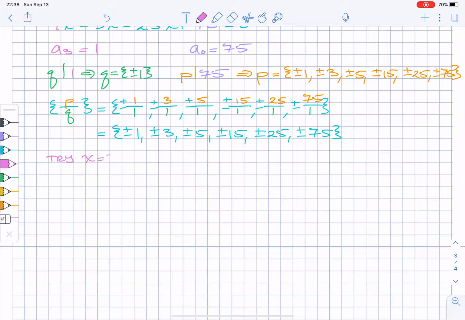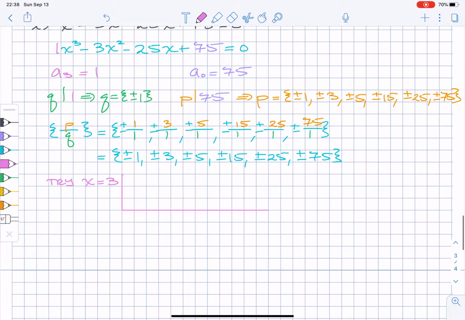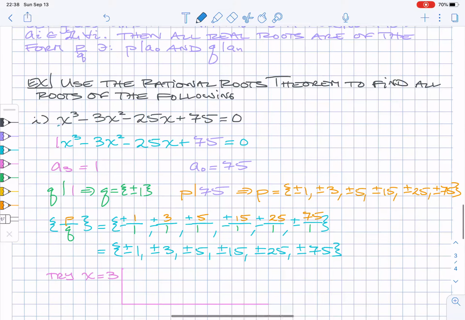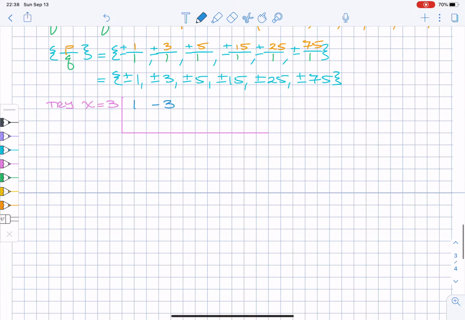X equals 3. So I'm going to put x equals 3 on the outside of my division symbol. And then I'm going to have my coefficients in descending order on my polynomial to see if it goes in: 1, negative 3, negative 25, and positive 75. Okay, so let's see if 3 goes in.